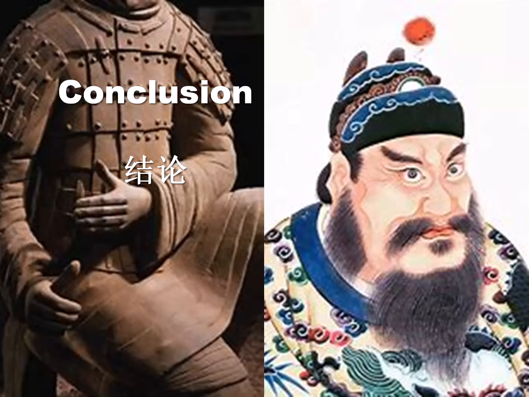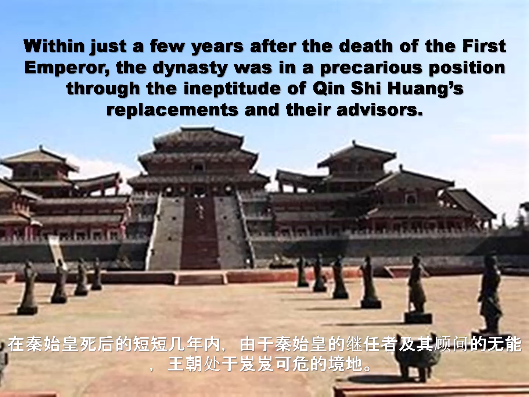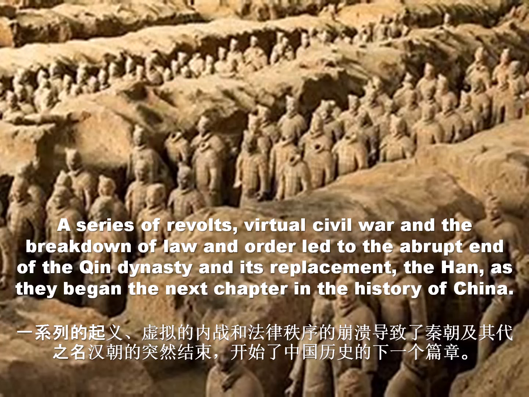Conclusion. Within just a few years after the death of the first emperor, the dynasty was in a precarious position through the ineptitude of Qin Shi Huang's replacements and their advisors. A series of revolts, virtual civil war, and the breakdown of law and order led to the abrupt end of the Qin Dynasty and its replacement the Han, as they began the next chapter in the history of China.